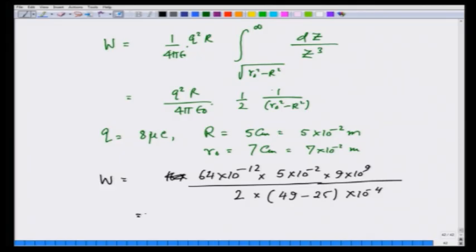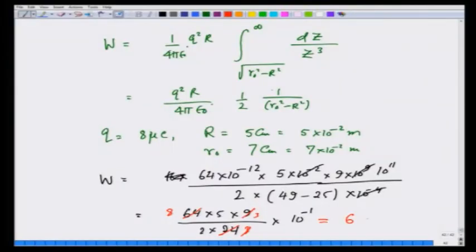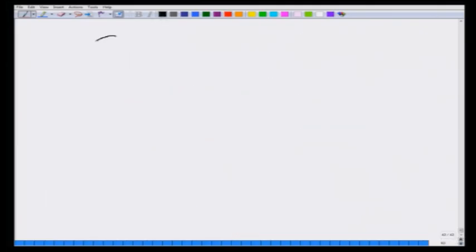So, this comes out to be 64 times 5 times 9 divided by 2 times 24 times 10 raised to, let us see, 10 raised to minus 4, 10 raised to 2, 10 raised to 11, 10 raised to minus 1. So, 3, 8, 3, which comes out to be 6.0 joules.